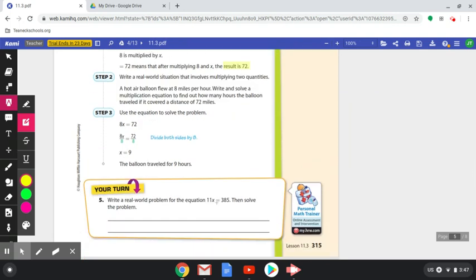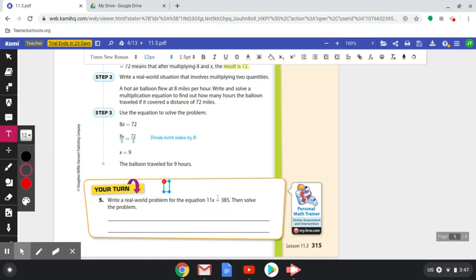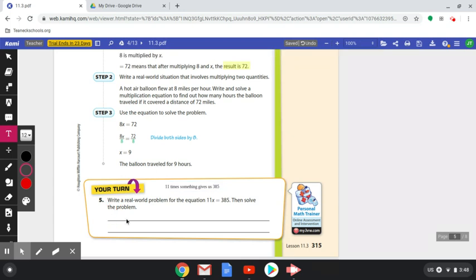Write a real-world problem for the equation 11x equals 385. So here's what we need to think. We have to think 11 times something gives us 385. So it's multiplication. 11 times something gives us 385. Here's a possible situation we could use.